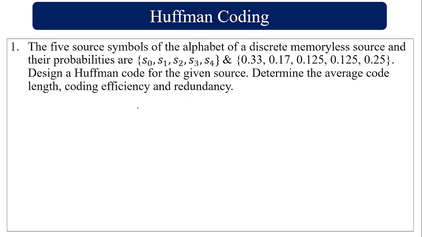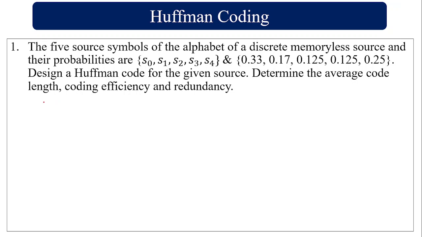Before starting the problem, you have to check whether the sum of the probabilities is 1. So 0.33 plus 0.17, 0.125, 0.125, the sum of the probabilities is 1. So we will start the problem here. If the sum is less than or greater than 1, we shouldn't start the problem.